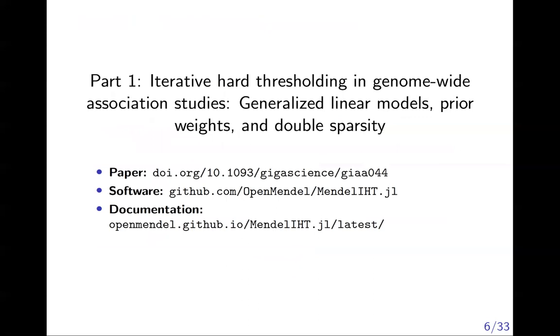So now I will move on to the first project. It is extending the iterative hard thresholding in 3 ways, but we will only focus on one of them. The paper is published in GigaScience, and accompanying software and documentation is available here.